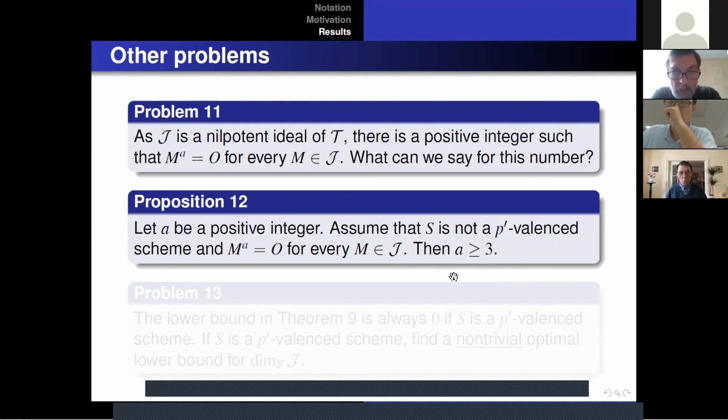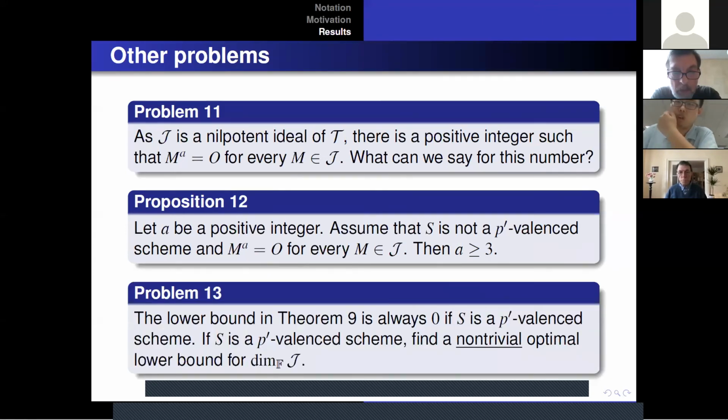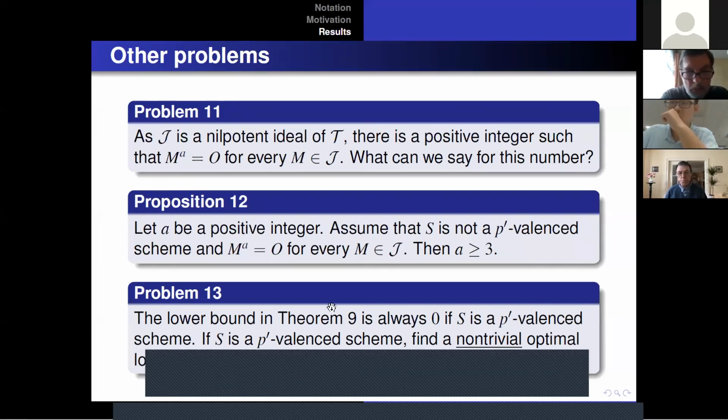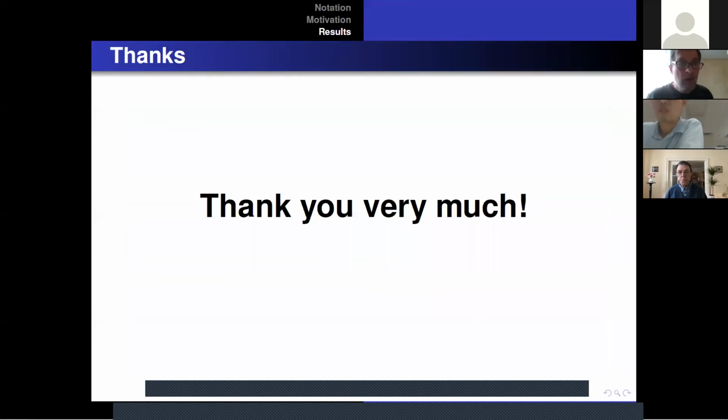As our final problem, we found that the lower bound in Theorem 9 is always 0 if S is a p-valenced scheme. So it's not very good. If S is a p-valenced scheme, we want to find a non-trivial optimal lower bound for the F dimension of G. That's all. Thank you very much.